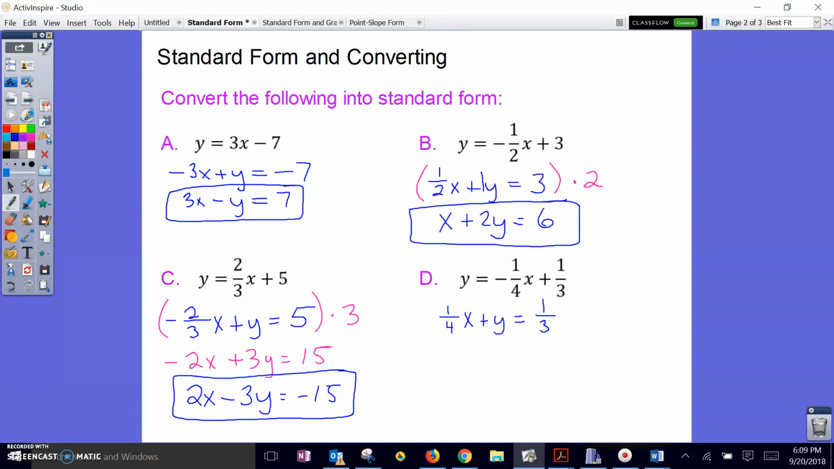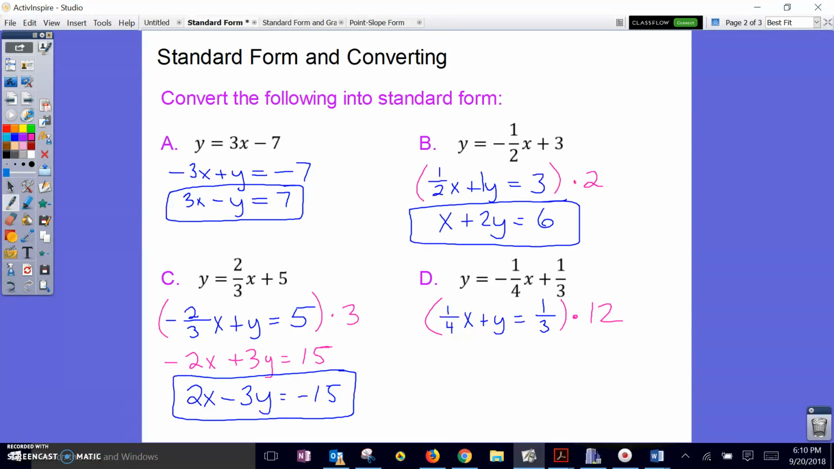And now you're familiar with the process of finding a common denominator when you're adding or subtracting fractions. We have multiple fractions in here, and so we want to find the common denominator for those fractions, and then we're going to multiply both sides by that common denominator to get it into standard form. So the common denominator for 1/4 and 1/3 is going to be 12. And so I'm going to multiply both sides of this equation by 12 in order to clear out the fractions.